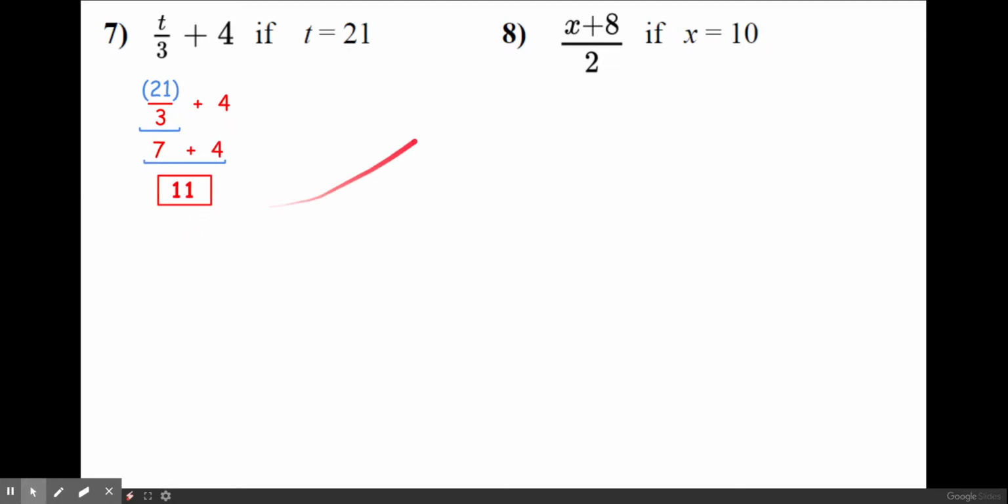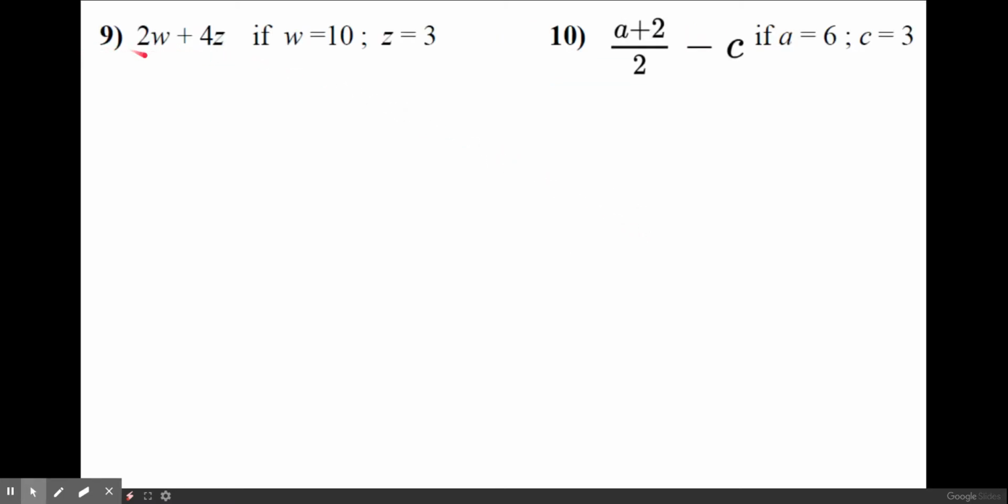Box your answer. Number 8: x plus 8 over 2, if x equals 10. This looks complicated. It's not that bad. So in place of x is 10, plus 8 over 2. Now, you need to take care of this top area first. Lots of different ways to do this, but you're going to treat the top as if there's a parentheses around it. So you have to do 10 plus 8 first. And when you do 10 plus 8, it's 18 over 2, and 18 divided by 2 is 9. Box your answer.